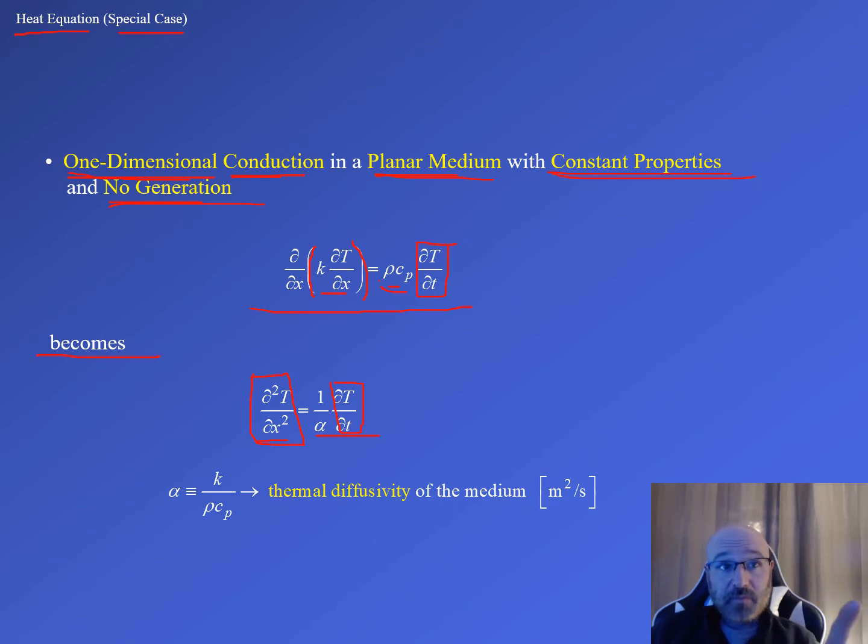Now, where does alpha come from? This is the thermal diffusivity of the medium, where alpha is equal to k over rho Cp. In this case, the units would be meters squared per second. This is important: we want to do our unit analysis, especially if we do some of these simplifications for special cases. We want to make sure that our units in the end are what we'd expect them to be for whatever it is we're solving for.